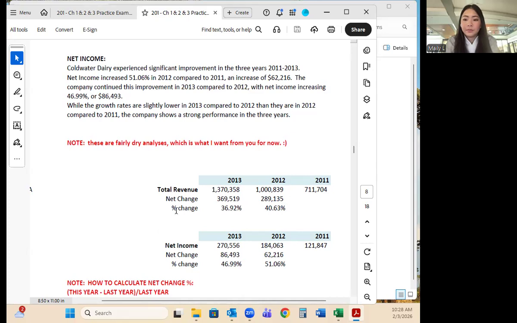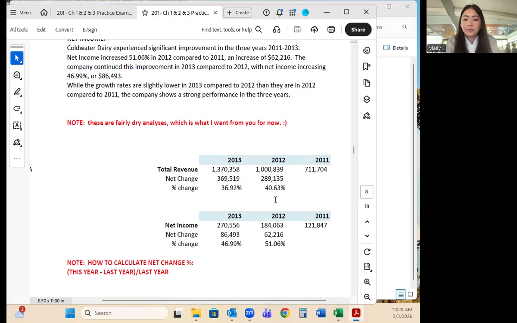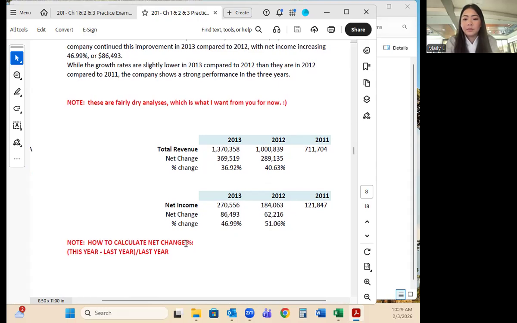We add a calculation of percent change. So 289,135 divided by 711,704 is 40.63%. For all your percentages, I want two decimals. So how do we calculate net change? We take this year minus last year. That gives us the 289,135. We divide it by last year. And then there's one more step that's not in here.